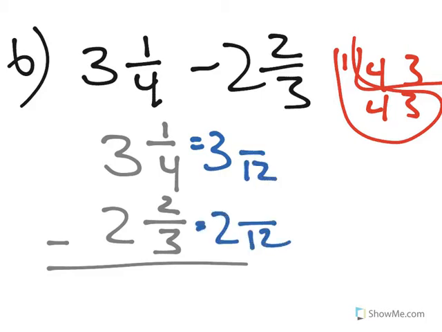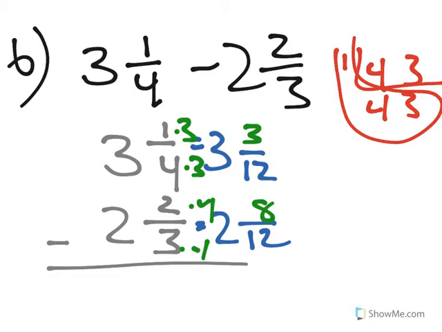So remember, whatever I do on the bottom, I do to the top. So 4 times 3 is 12. 1 times 3 is 3. 3 times 4 is 12. 2 times 4 is 8. Now, at this point, I am subtracting 3 twelfths minus 8 twelfths.